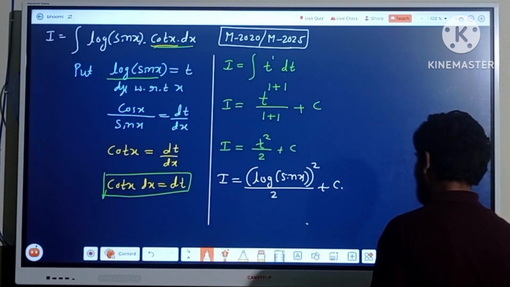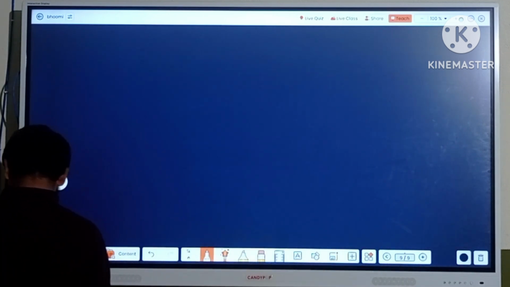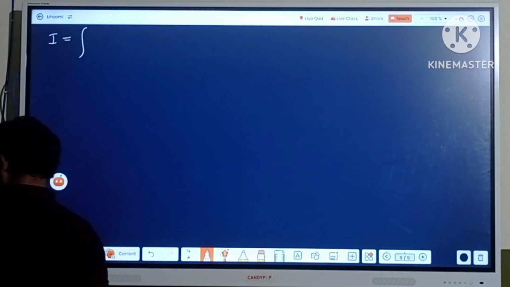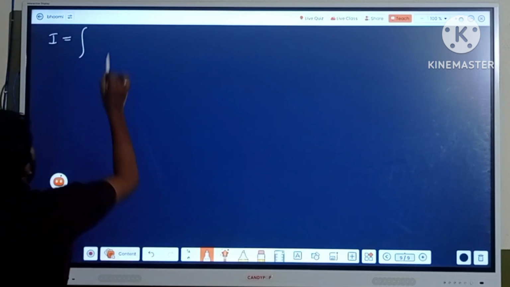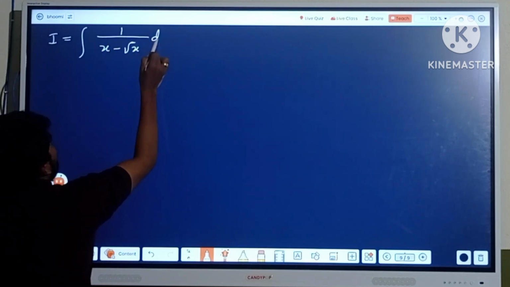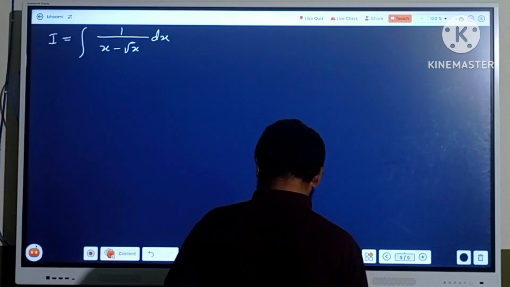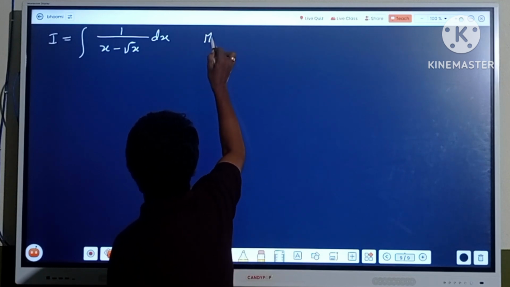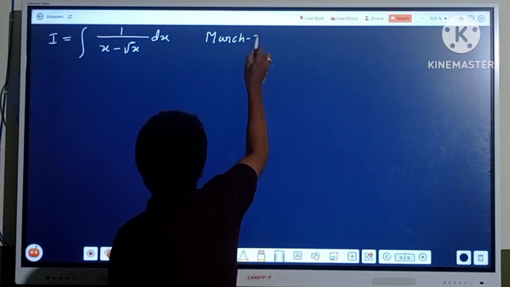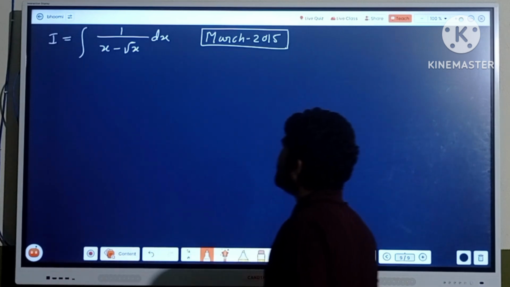Now let us consider one more example. Evaluate I is equal to the integration of 1 divided by x minus root x dx, and this question was asked in March 2015.